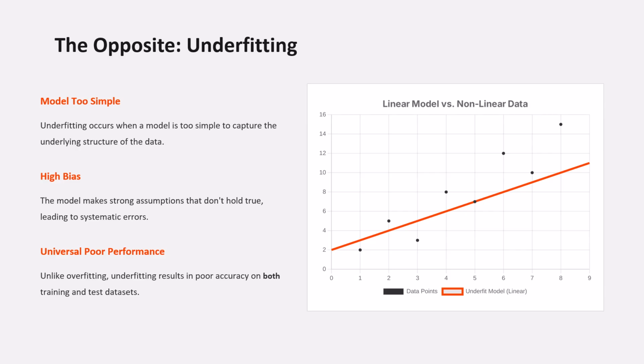Underfitting happens when our model is too simple to capture the underlying patterns, so it is learning almost nothing. It is like trying to fit a complex curve with a straight line. You can see here the straight line, right? The key difference is that an underfitting model performs poorly everywhere, and the accuracy is very low on both the training and the test data.